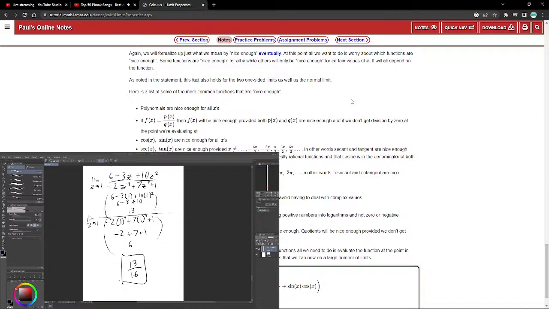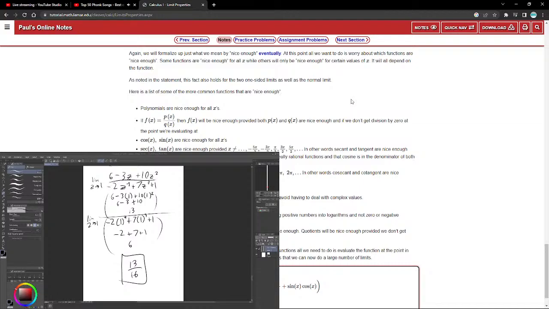A to the power of x and e to the power of x are nice enough for all x. Log base b of x and natural log of x are nice enough for x greater than 0. Remember that we can only plug positive numbers into logarithms, not 0 or negative numbers. Any sum, difference, or product of the above functions will also be nice enough. Quotients will be nice enough provided that we don't get division by 0 upon evaluating the limit.